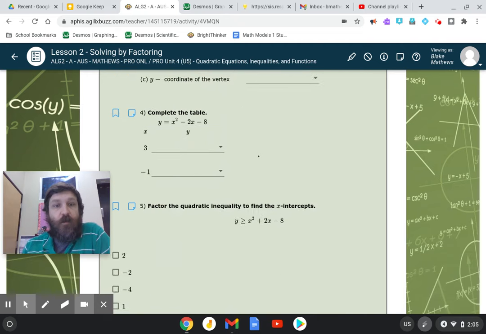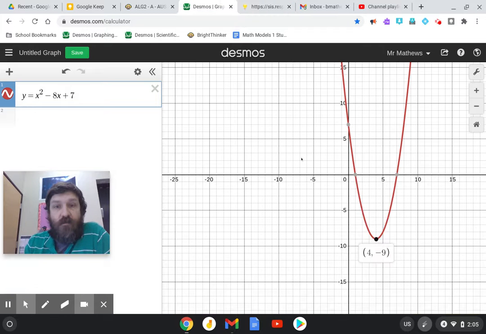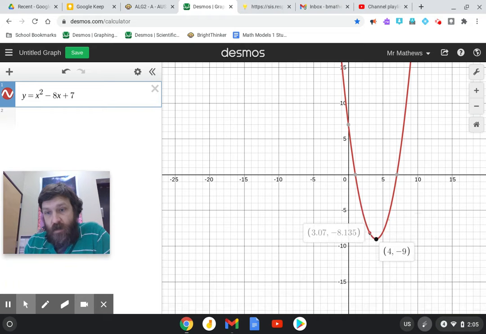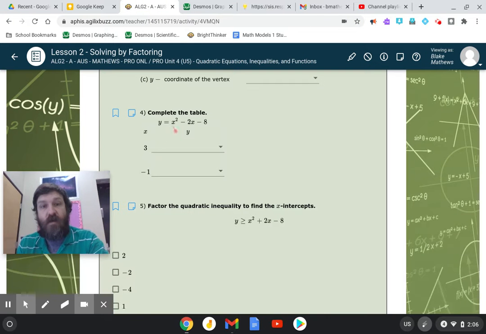And then they'll ask you to complete the table. This, you just need to take the 3 and plug it in for the x in this equation, or come over to your graph and find where the graph hits at 3. So like in this case, it would be something like, there it is, 3, -8. So you can either use the graph, or you can plug a 3 into the x values and get the correct response for the y value. Same thing with -1. Either plug in -1 for x, solve and get y, or look at the graph.